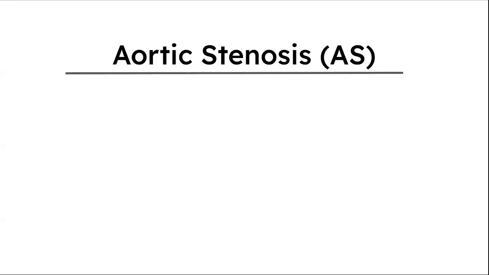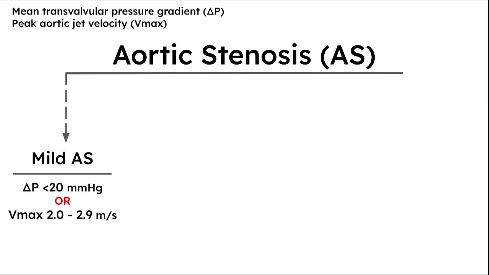Great. So we've laid the groundwork. Let's talk about staging. Mild aortic stenosis is defined as a delta P of less than 20 millimeters of mercury, or a Vmax of 2.0 to 2.9 meters per second. Mild aortic stenosis is stage B.